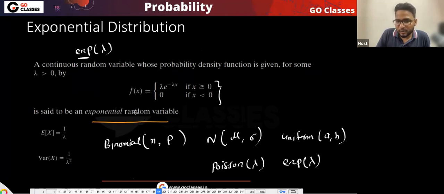Now, let's calculate the expectation and variance of this exponential random variable. I'm not going to calculate it, but how do we calculate it? Do you remember the formula? Integrate from minus infinity to infinity. If you do it, it is going to be 1 upon lambda. Just remember it, because doing the calculation is not worthwhile. Just remember that expectation is 1 upon lambda and variance is 1 upon lambda square. Okay, is this fine to everyone?